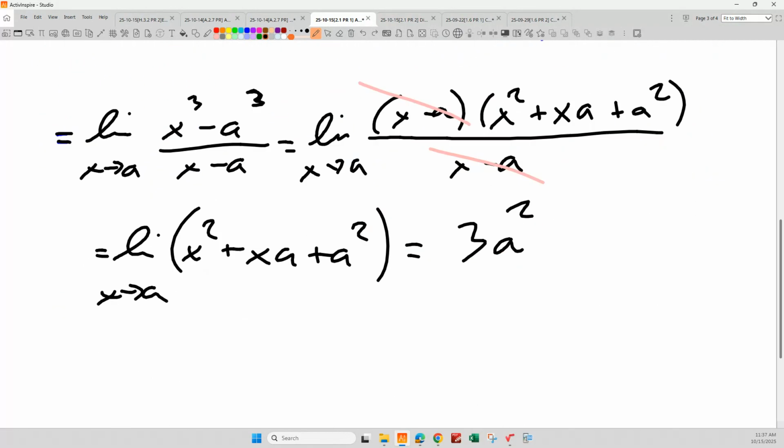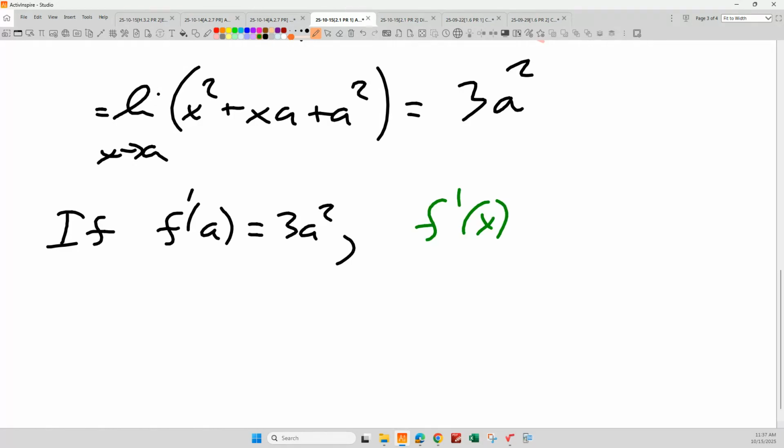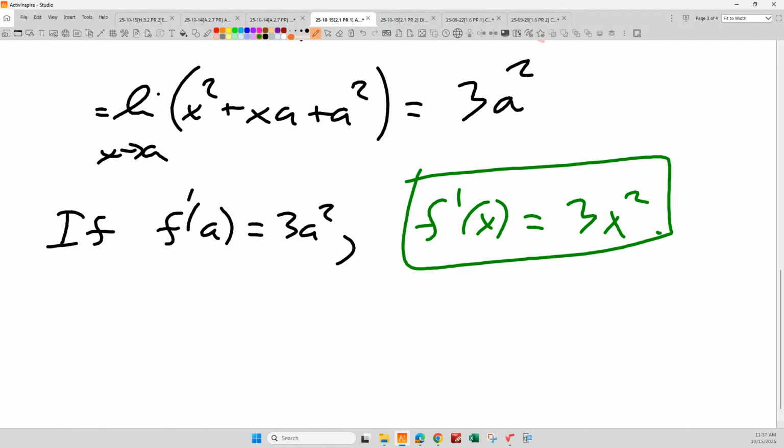So f prime of a equals 3a squared, then f prime of x would equal what? We did it. Okay? We just did a derivative using the alternate form of the difference quotient. I can't find any of those in any textbooks, so I'm trying to put one on this assignment, so I'm probably going to have to build a couple.